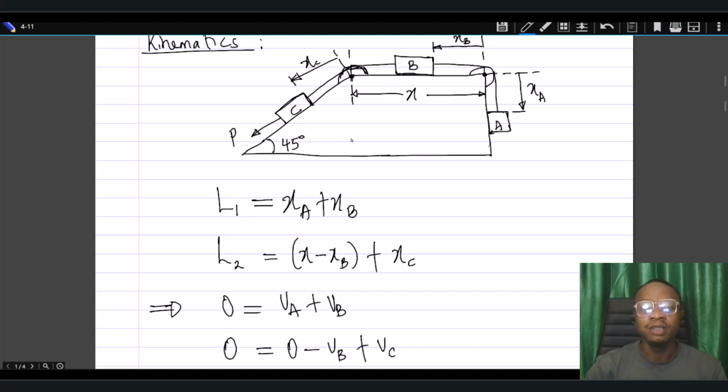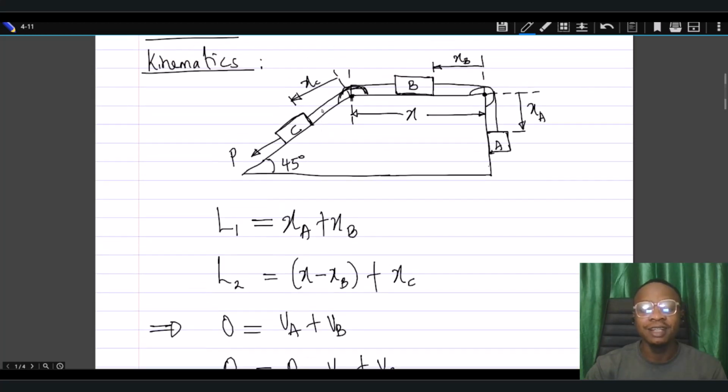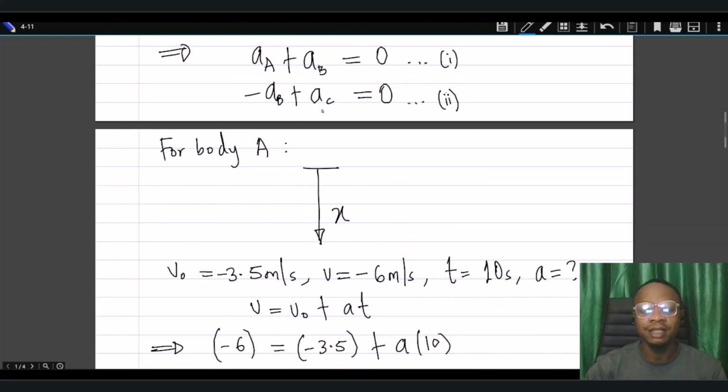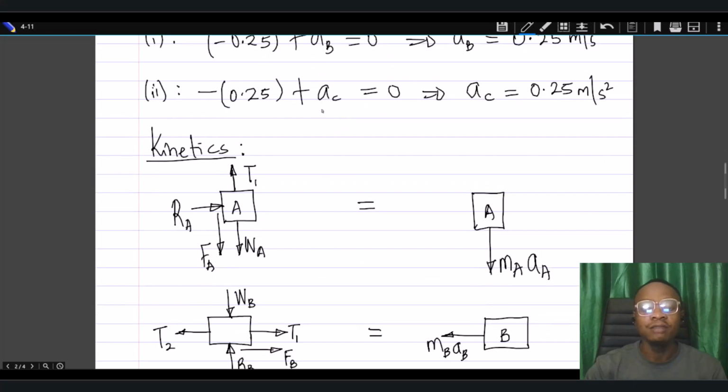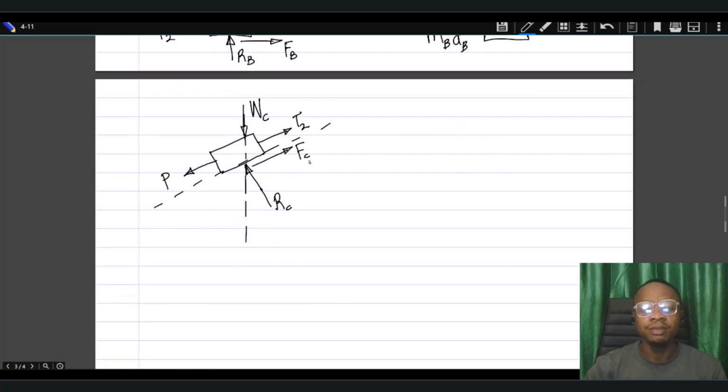Okay, the normal reaction will be perpendicular to the surface of contact, and the weight will be acting vertically down. So with that, we have the free body diagram for body C here. We say this is equal to the kinetic diagram for body C. Of course, we should maintain the orientation, please. This is also going to be positioned along the incline.